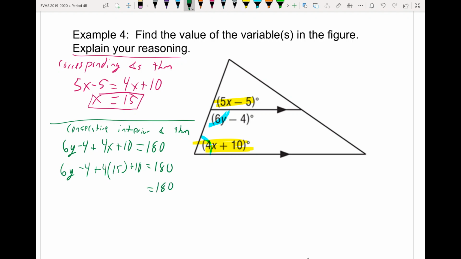Okay, yeah. 4 times 15 is 60, plus 10 is 70, minus 4 is 66. So 6y plus 66 equals 180. Sorry, I gotta subtract that off. So subtract 66 gives me 6y is equal to 114.